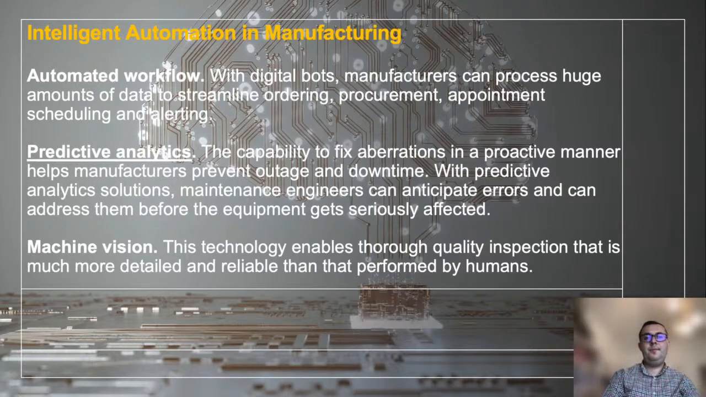Predictive analysis. Here the capability to fix aberrations in a proactive manner helps manufacturers prevent outage and downtime. Also, with predictive analysis solutions, maintenance engineers can anticipate errors and can address them before the equipment gets seriously affected. Also, machine vision. This technology enables thorough quality inspection that is much more detailed and reliable than that performed by humans.